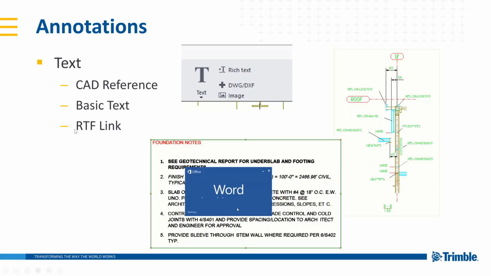That's a .rtf, a rich text file, and those can be edited in Microsoft Word, as you see here in the image below, or in WordPad, the program that comes with Microsoft Windows. So you can edit this text, for instance foundation notes like what you see here, in a really familiar environment that you're comfortable with. You can utilize lists, bullet points, and tabs, and all of that formatting will be maintained between the RTF file and Tekla Structures.